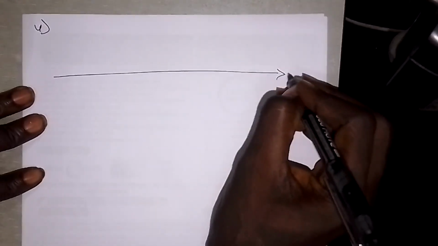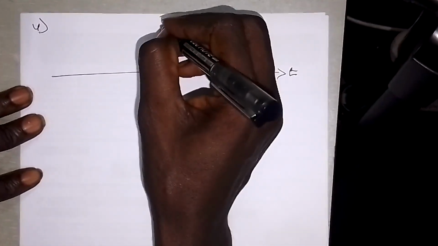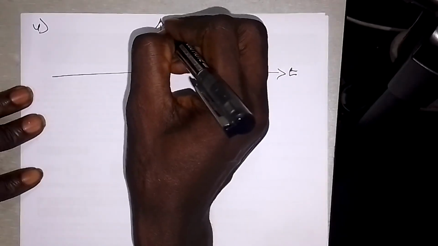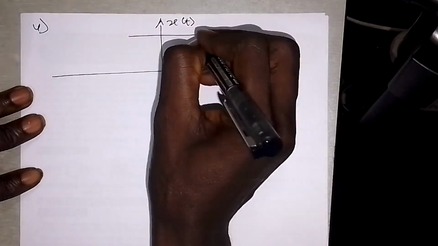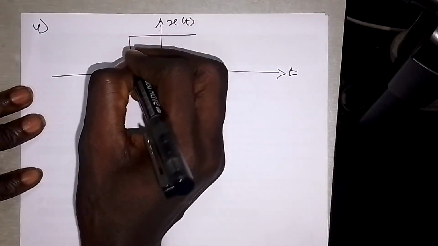So here we have v, and I have this function, here is t, and I have this one, here is x of t, and then I have this one.